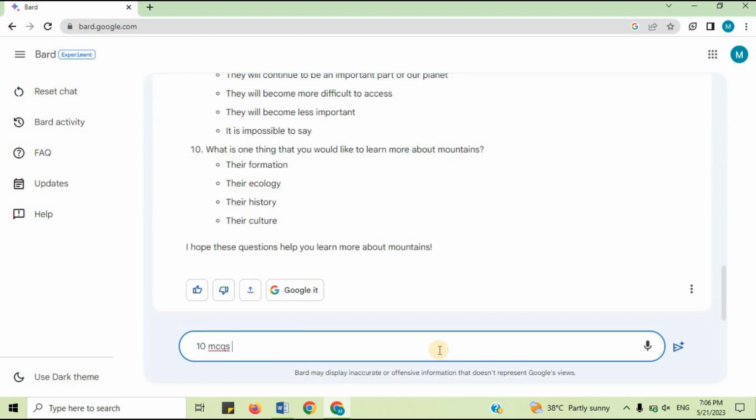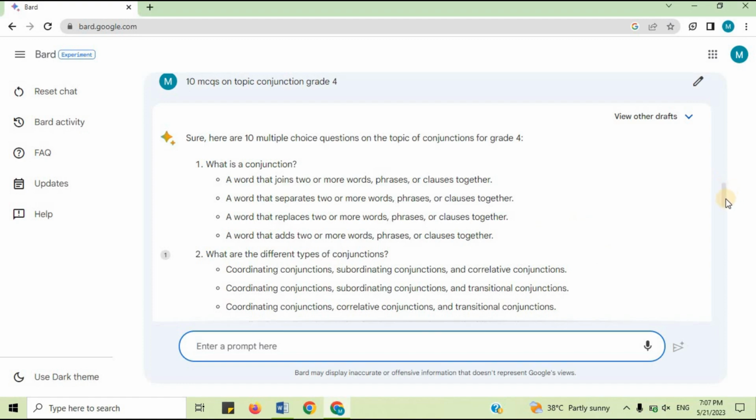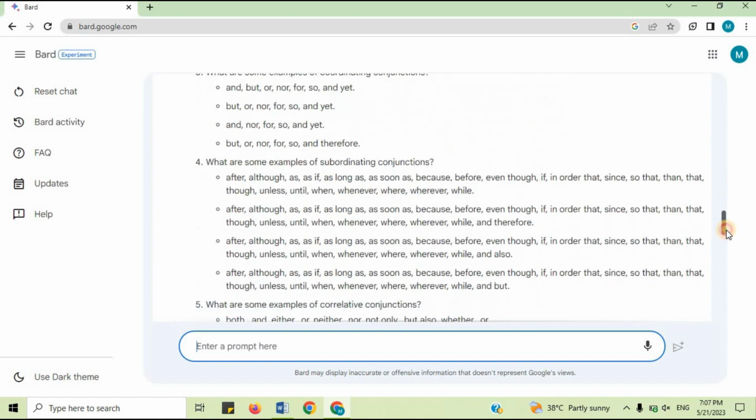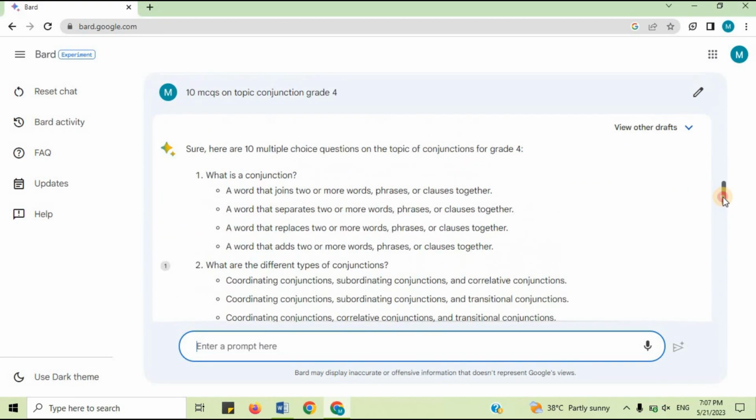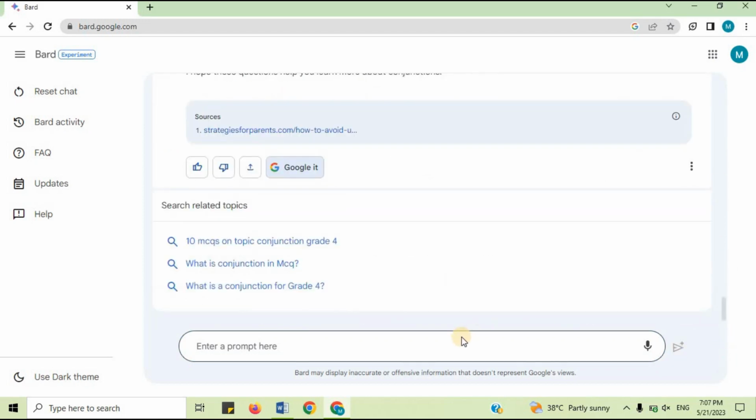Next, I will show you how to make MCQs for English subject. 10 MCQs on topic conjunction for grade 4. Here are 10 multiple choice questions on the topic of conjunctions for grade 4. You can see other drafts as well. Search related topics like 10 MCQs on topic conjunction grade 4. What is conjunction in MCQs? What is a conjunction for grade 4?